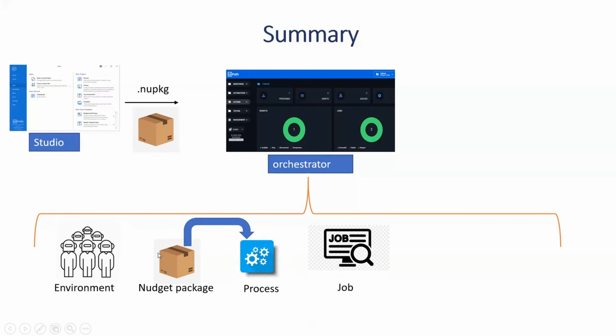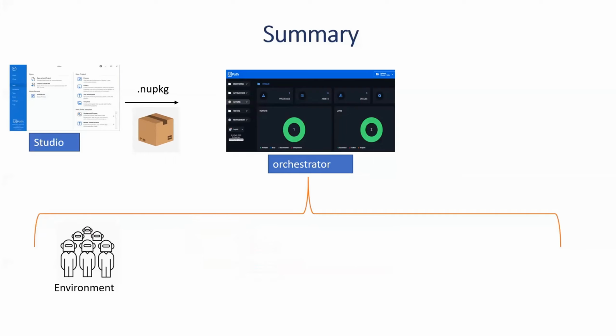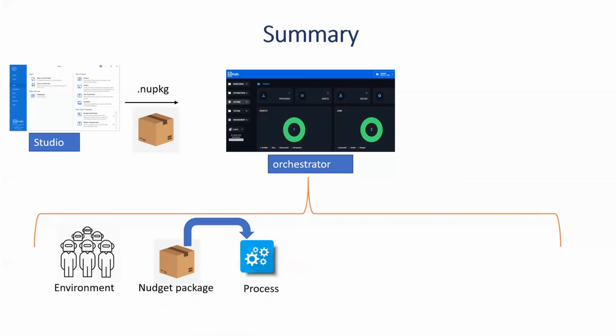Next, we will create a job. So what is a job? A job will allow us to decide on which machine we want to trigger the process. So if I go back one step, you have deployed the nugget in Orchestrator, you have created the environment. Now the environment will ask me what all processes I have, right? So I will tell you that you have this process. But how would it know? Whatever you deploy from here, these are the processes, right?